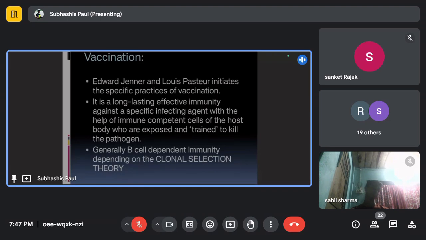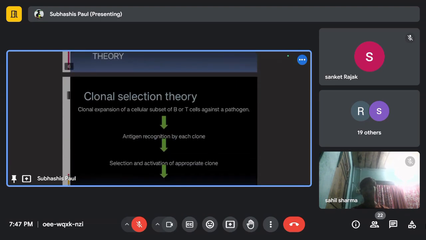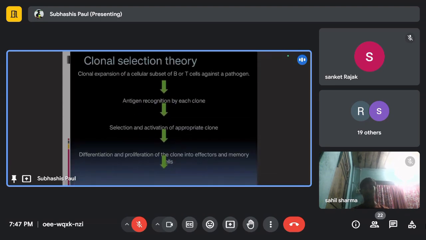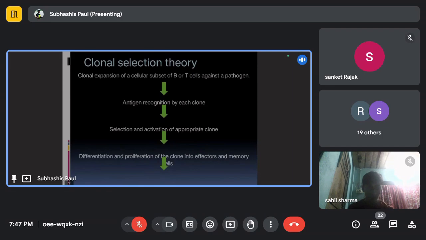So, let me tell you about the clonal selection theory, because this is the theory on which the vaccination process depends. The clonal expansion of a cellular subset of T and B cells against a pathogen. Whenever a pathogen enters the body, anyone's body, there is a pool of T cells and B cells. The T lymphocytes will be sitting around the thymus, the B lymphocytes around the bone marrow, and they would get the pathogen.